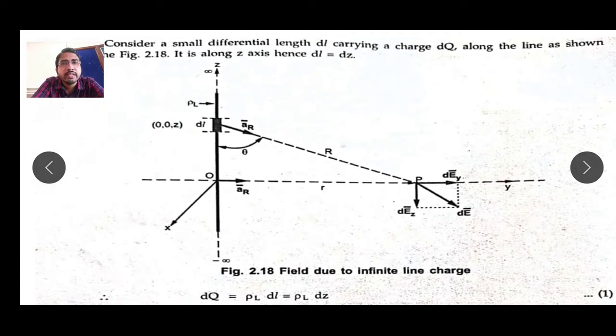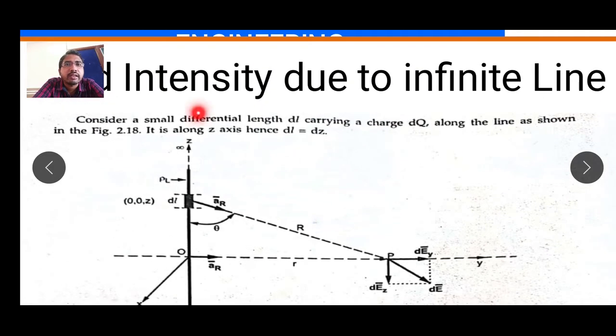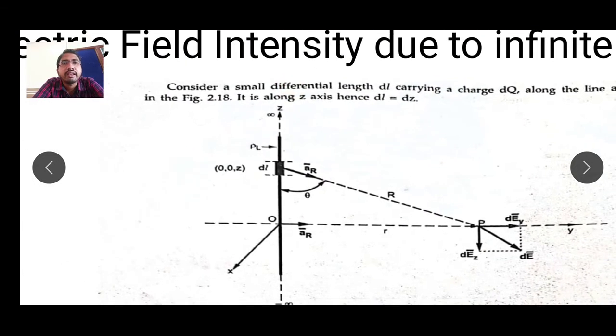Infinite line charge means a charge is uniformly distributed throughout a line. See, this is the line charge, this dark line, which is placed along the z-axis in a Cartesian coordinate system. This is the derivation for electric field intensity due to an infinite line charge.